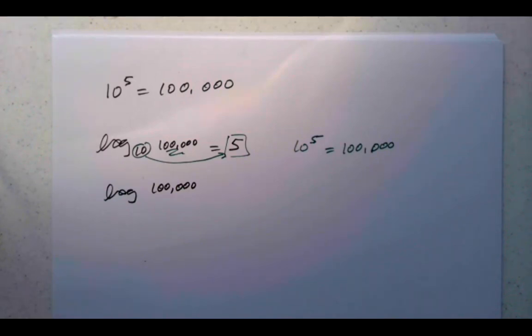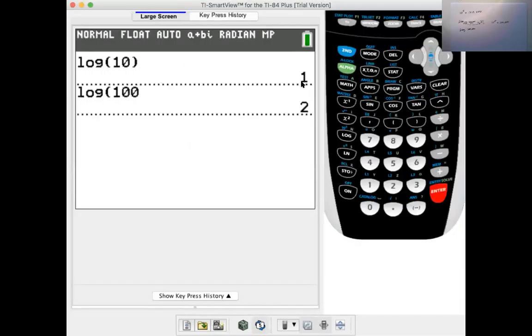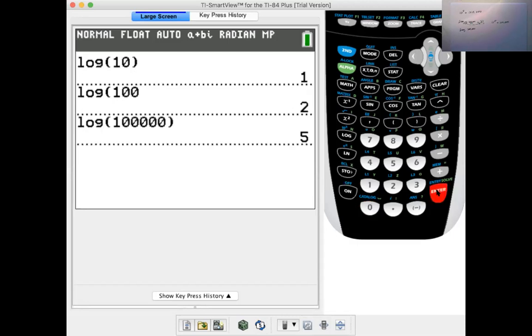And let me show you on the calculator what happens there. Notice log 10 is really log base 10 of 10 is 1, because 10 to the first power is 10. Log base 10 of 100 is 2, because 10 to the second is 100. The question we just did was log of 100,000. Here's LOG, that is log base 10, 100,000. Log base 10 of 100,000 should equal 5 based on what we did. And it does. That's correct.